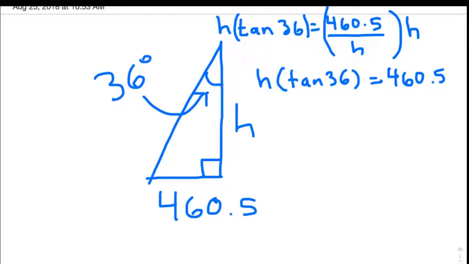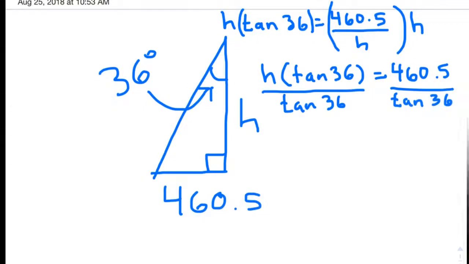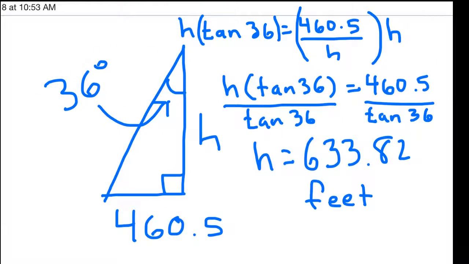The way I'm going to solve for h is by multiplying both sides by h. Then I get h times tangent of 36 is equal to 460.5. Next, I'm going to divide both sides by tangent 36. So I'm going to get h is equal to 460.5 divided by tangent 36. When I plug that into my calculator, I get my height as 633.82 feet. Now I can find the area of that triangle.